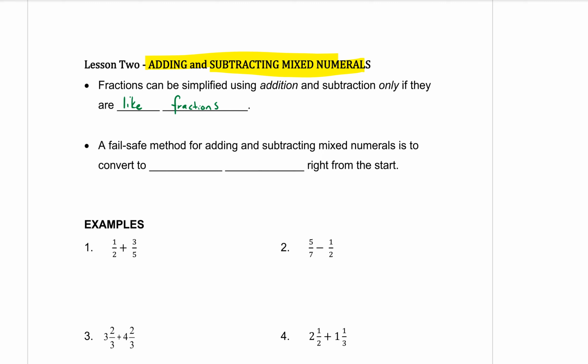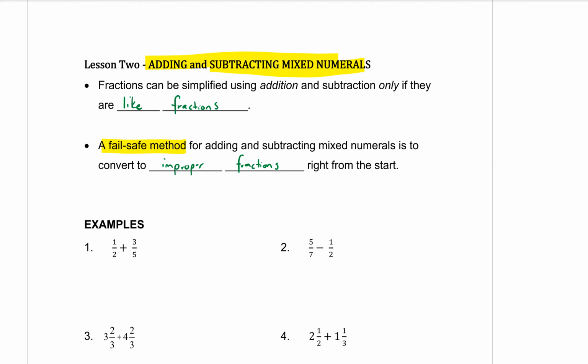Now the second dot point says a fail-safe method. There are other methods that can be done, and I know some of you really like doing the shortcuts and doing the stuff in your head, but a fail-safe method that is always going to work for these questions that have mixed numerals is to convert them into improper fractions right from the start. If we always convert them into improper fractions, it works for every type of question and it reduces the chances of you making a silly mistake, I hope.